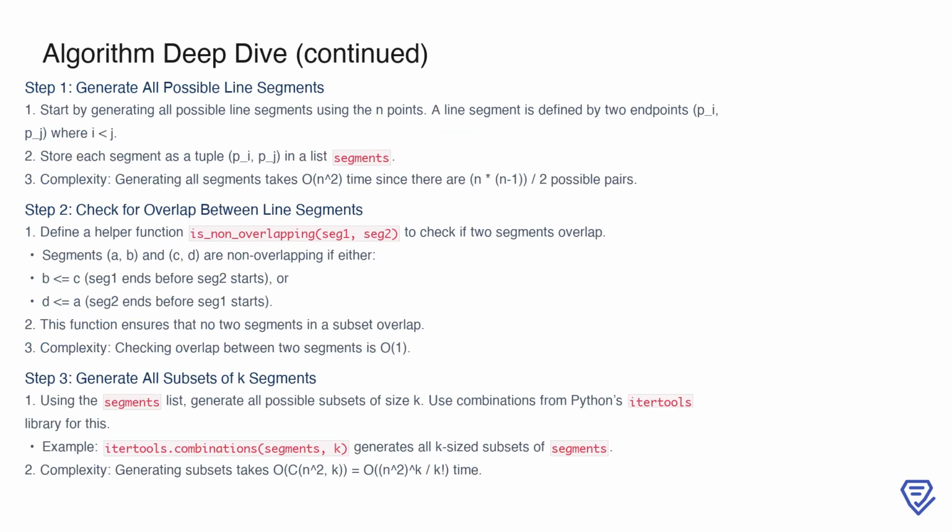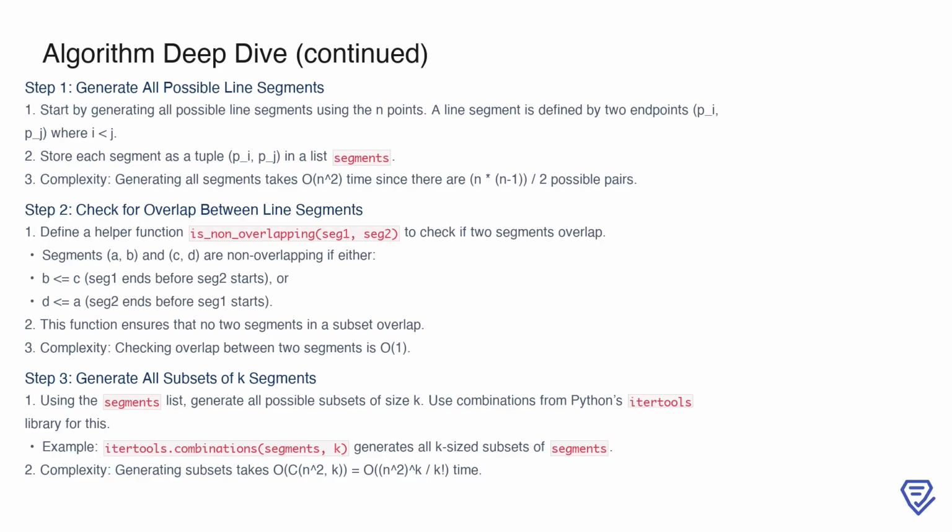The first step is to generate all possible line segments from the given points. A line segment is defined by two endpoints, and since the points are sorted, we can ensure that every segment is represented in the form (p_i, p_j), where i is less than j. This process involves iterating over all pairs of points, resulting in a time complexity of O(n²), as there are a total of n choose 2 possible pairs. Once all segments are generated, we store them in a list called segments for further processing.